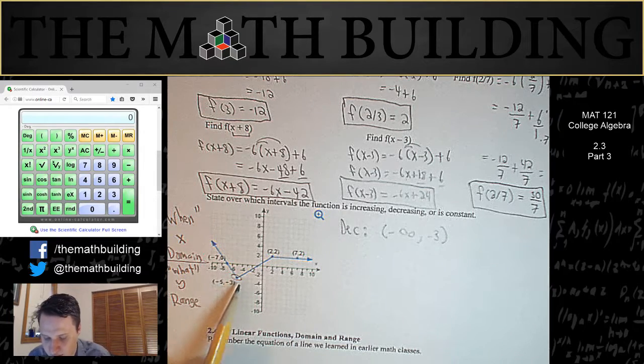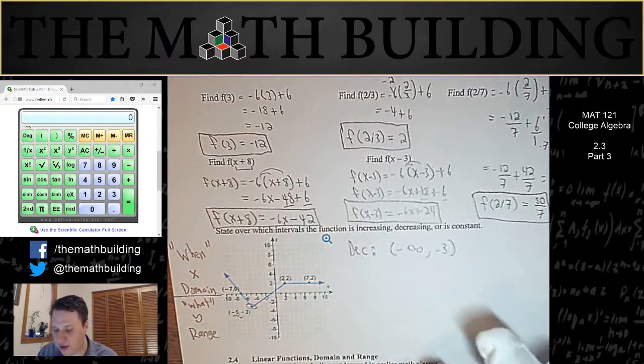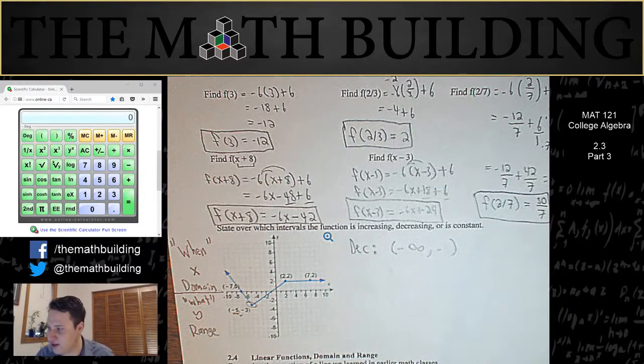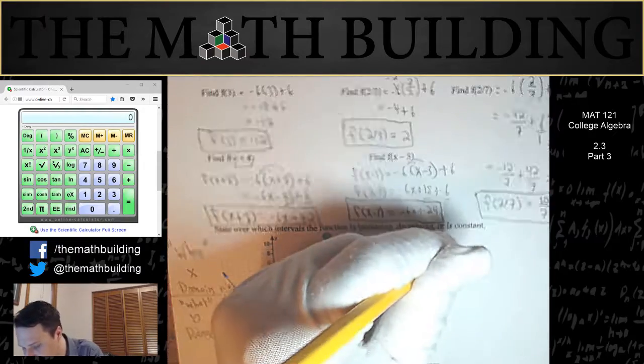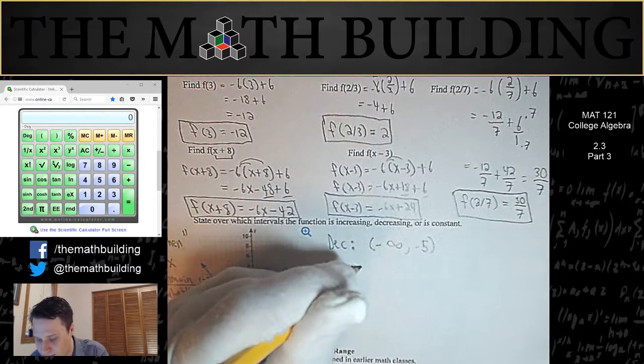Where are we increasing? Oh, I'm sorry, I made a mistake. The x value here is negative 5. See how easy it is to make a mistake? We need to always be looking at the x values when we're doing this. So that should be negative infinity to negative 5. Sorry about that. Let's see when the function is increasing.